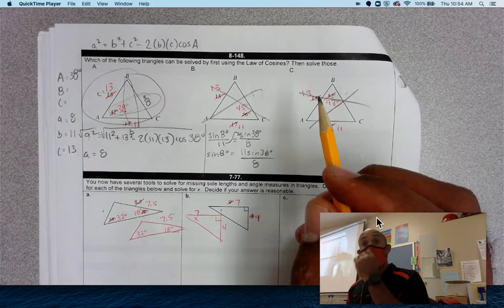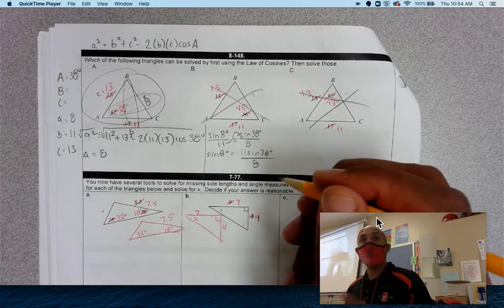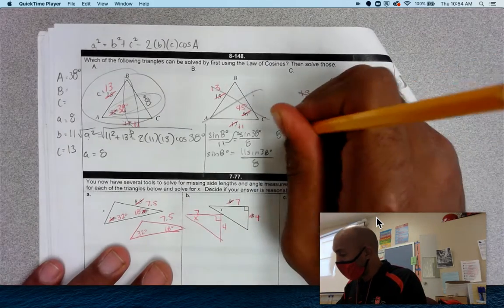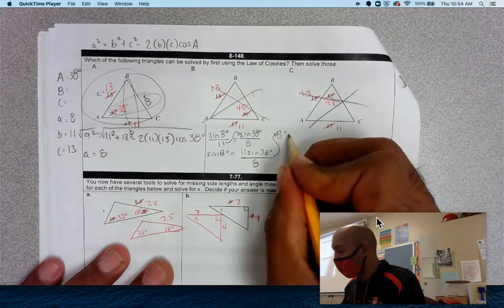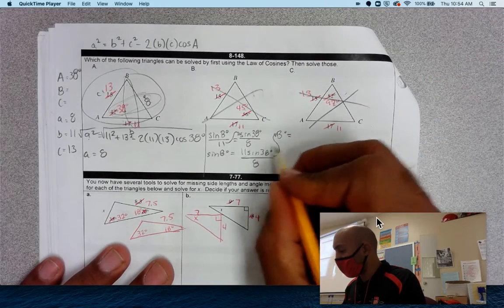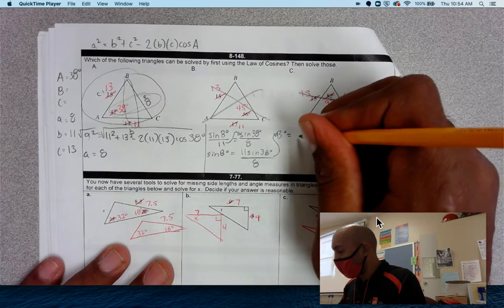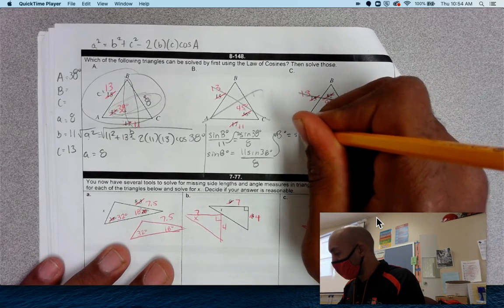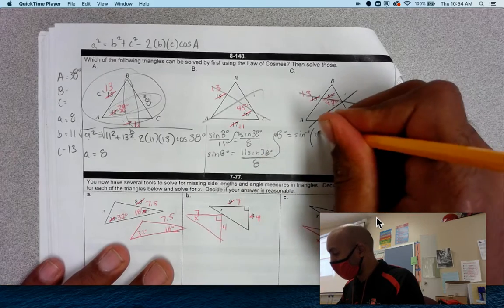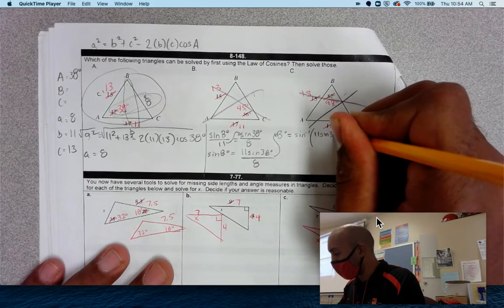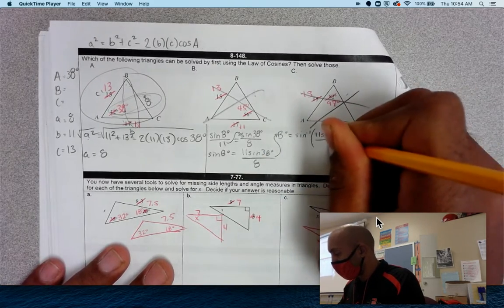So remember, when you're looking for an angle, now I need to use sine inverse. So now, put that there. So B, the angle B, is equal to the sine inverse of all of this, 11 times sine of 38 degrees, divided by 8.